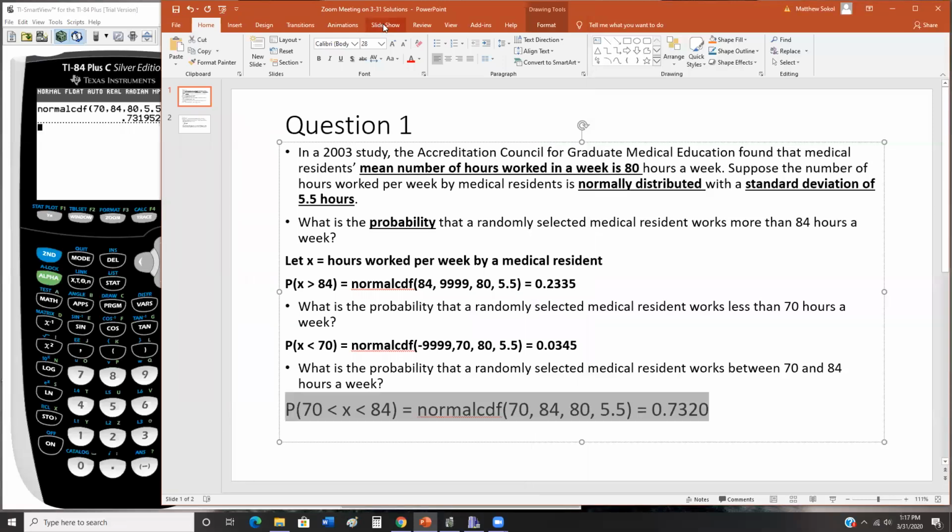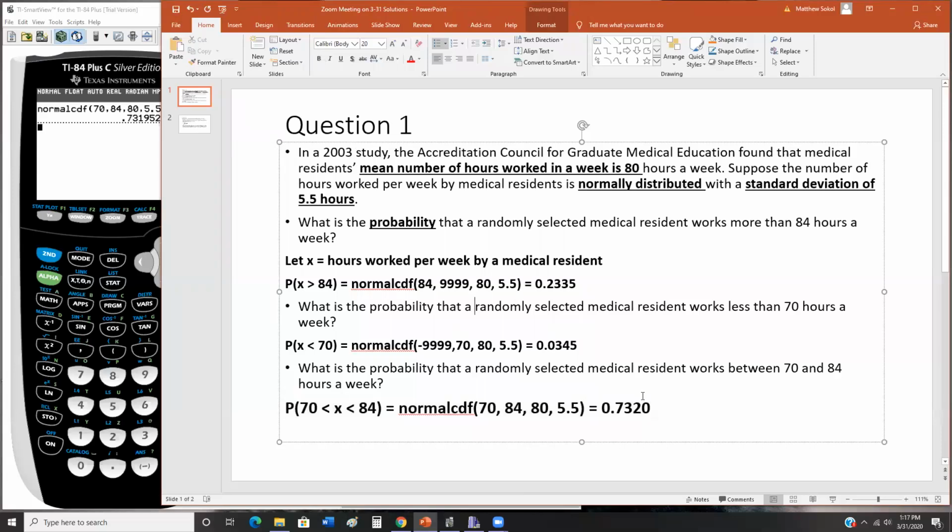And that right there will be your answer. So what do you guys think? With the calculator, not too bad? Yeah, it's pretty straightforward. Yeah, it's pretty good.